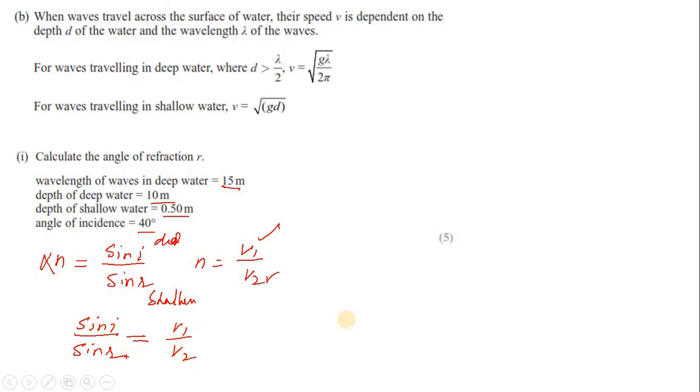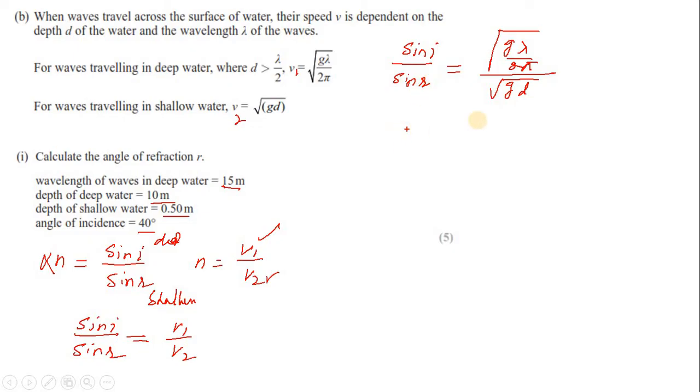And then when you substitute the values of V1 and V2, sine i divided by sine r is equal to V1, which is the square root of g lambda by 2 pi, divided by V2, which is the square root of g d. So we can rearrange for r.